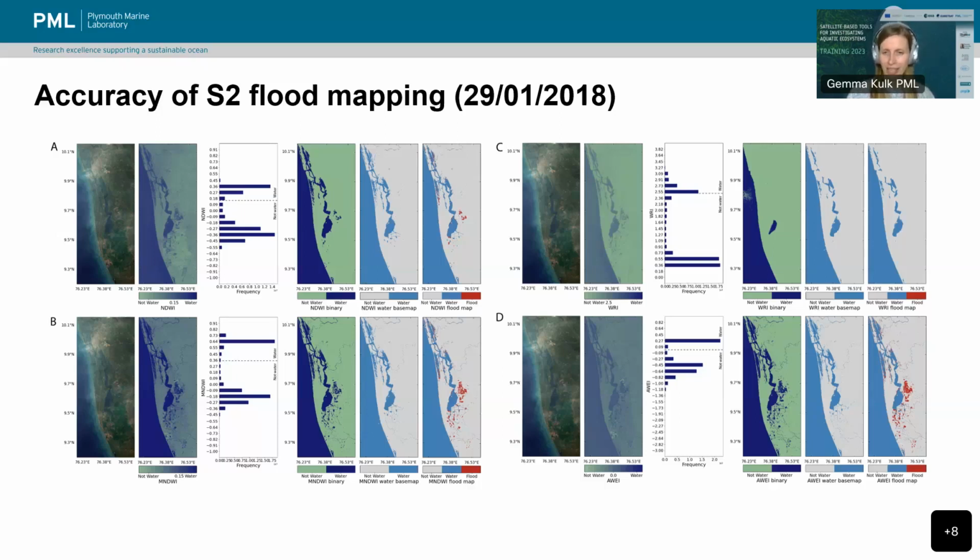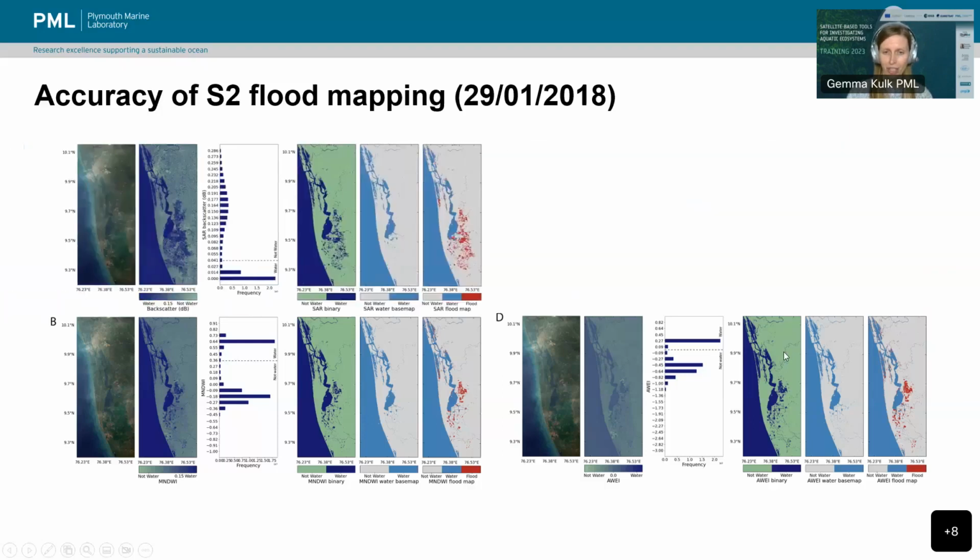What we can see is that the WRI shows the least detail, and the other water indices show much more detail with flood pixels indicated mostly towards the southwest of Lake Vembanot. And we see a similar result in the SAR observations. So those are from the same day, the 29th of January in 2018.